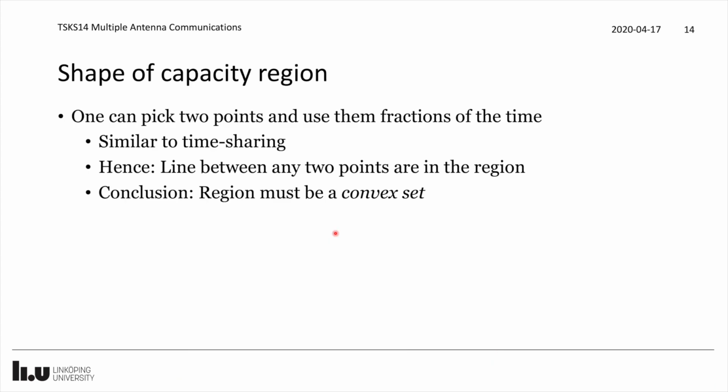The capacity region is guaranteed to have a particular shape because we can pick 2 points in the region and use them each a fraction of the time. This is what I called time sharing earlier, and in that way we can achieve any other operating point in between those 2 points. And as a conclusion, that means that if you take any 2 points in the region and draw a line between them, then all the points on that line must also be inside the capacity region. And the conclusion is that the region must be a so-called convex set.